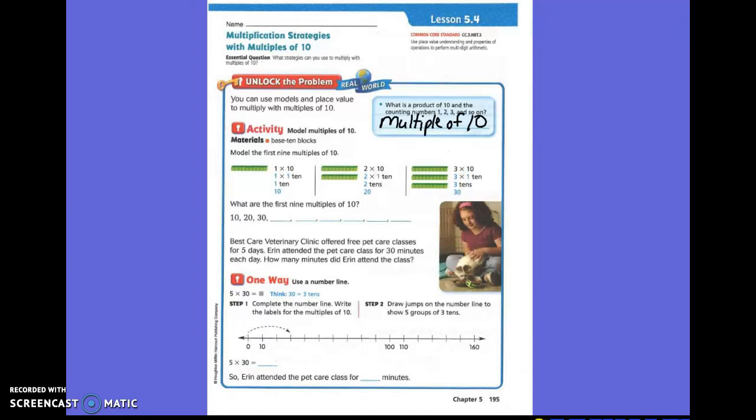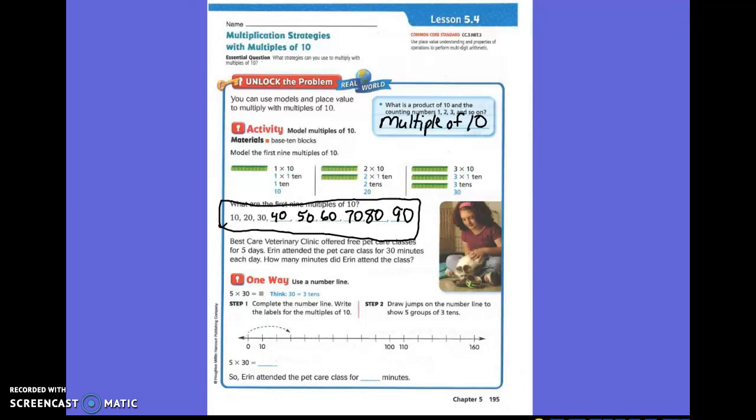Now, let's figure out all the answers for more multiples of 10. So we have 1 times 10 is 10, 2 times 10 is 20, 3 times 10 is 30. What's 4 times 10? 40. 5 times 10 is 50. 6 times 10 is 60. 7 times 10 is 70. 8 times 10 is 80, and 9 times 10 is 90. Guys, all these numbers are a multiple of 10. All those answers are called a multiple of 10.